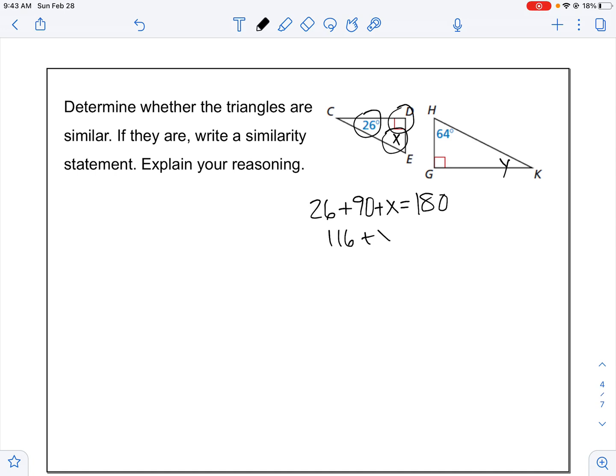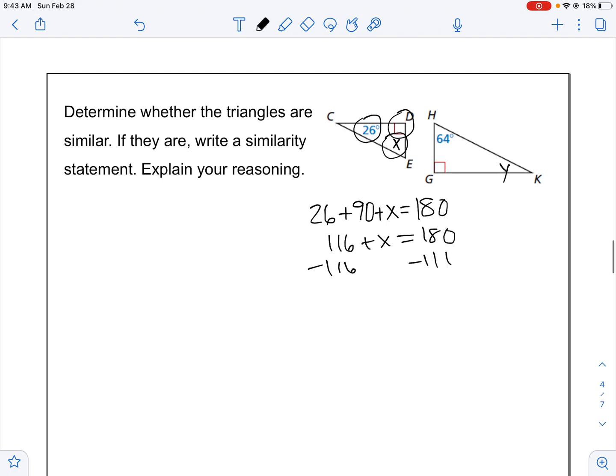So we get 116 plus X equals 180 minus 116. And we get that X is 64. Well, that's great because now I know something. I know this pair of angles is congruent and this one is congruent. I know the orange are congruent because they have the same value, and I know the red are congruent because they have the same marks.